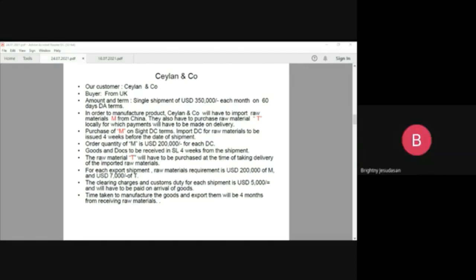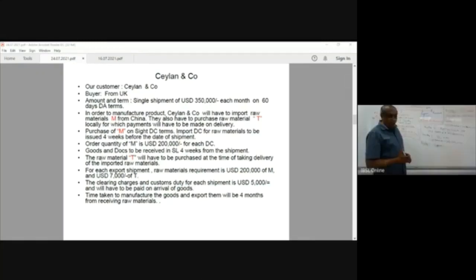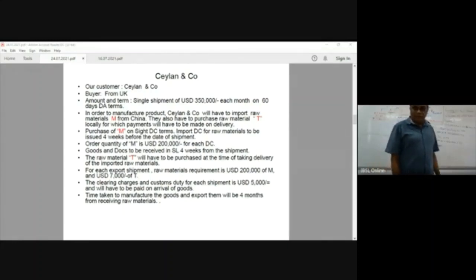Sir, I have a small doubt. Since the export is under DA terms, is export bill discounting given for that also? No, we don't have to worry about the DA term, because if the documents are clean, we will purchase the bill. Right? Brightly, is that you who asked the question? Yes, sir.